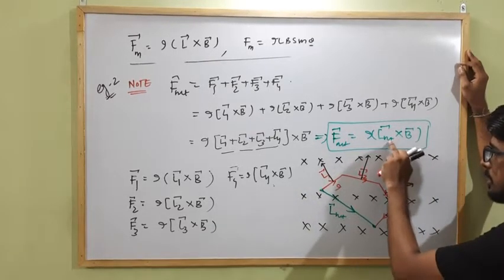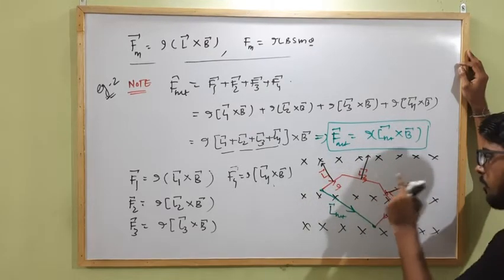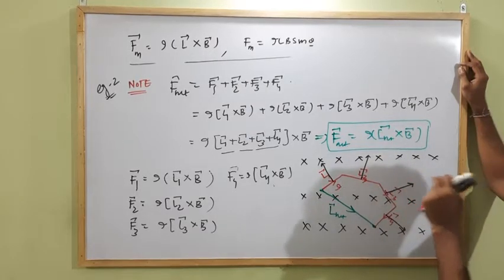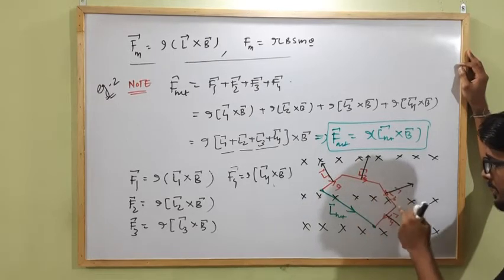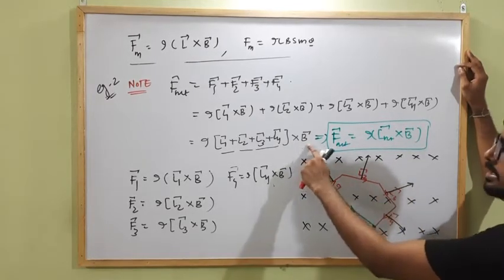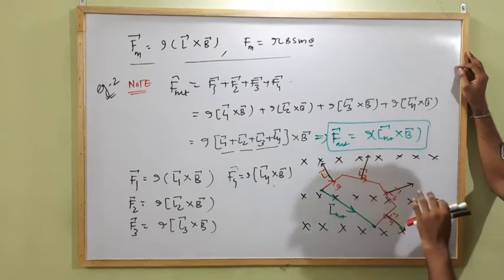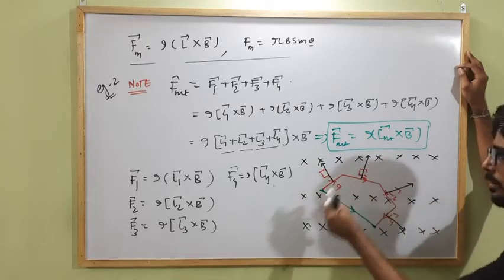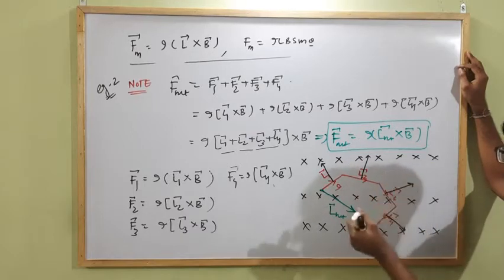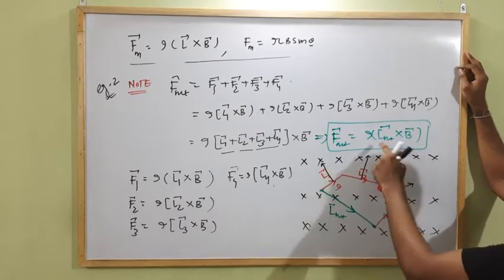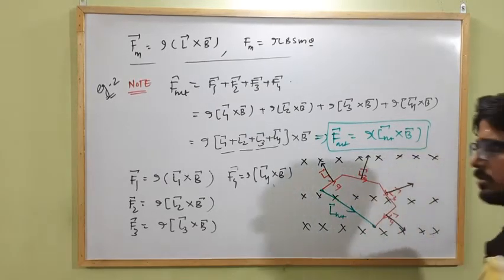But in this expression, L will be the displacement vector between initial and final position only if the current carrying conductor is present in an external uniform magnetic field. Because if the magnetic field is not uniform, then at each and every point the field strength will be different, so we cannot take B common. In that case you have to add each vector individually. But if the field strength is the same everywhere, then for any shape of current carrying conductor, the net magnetic force will be I into L cross B, where L is the displacement vector between initial and final position. Clear?